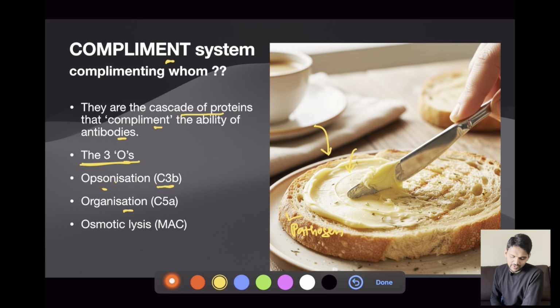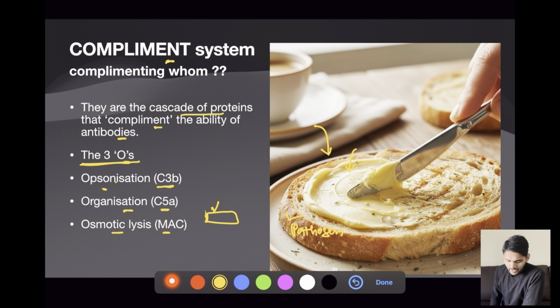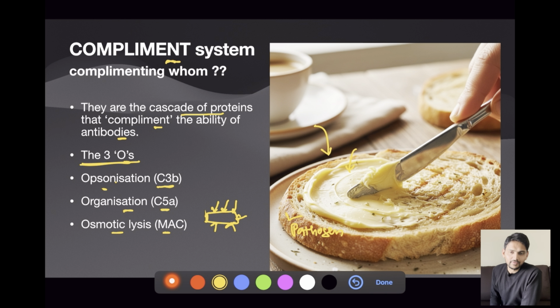Then there is something called organization. Mainly complement molecule C5a. It will recruit numerous immune cells. So it will organize everything at the site of need. Then there is something called osmotic lysis. Again, a component of the complement system called the membrane attack complex. It is a complex which will attack the pathogen, like it will form pores through the membrane and attack the pathogen completely. So these 3 actions are very peculiar about the complement system. So overall it is complementing the other aspects of immunity, right?